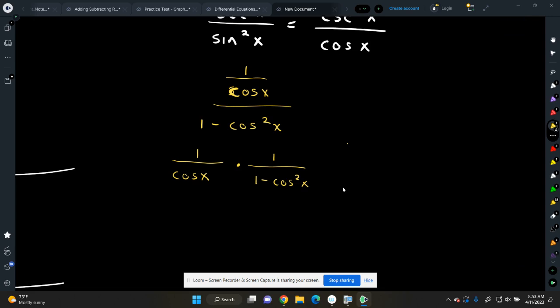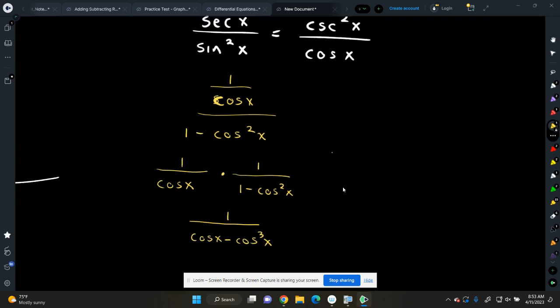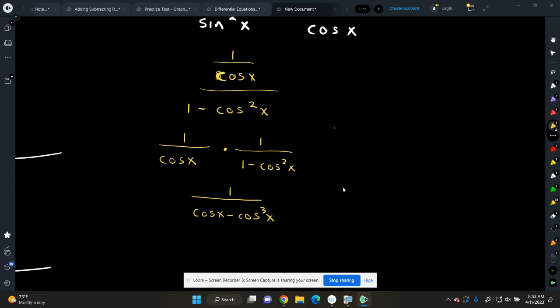Okay, so let's see, that gives me 1 over, right? If I multiply cosine times 1 minus cosine, that's going to give me cosine x minus cosine cubed x. Okay, I don't know if that's helping me or not. So is that equal to cosecant squared x over cosine x? That's the big question, right?